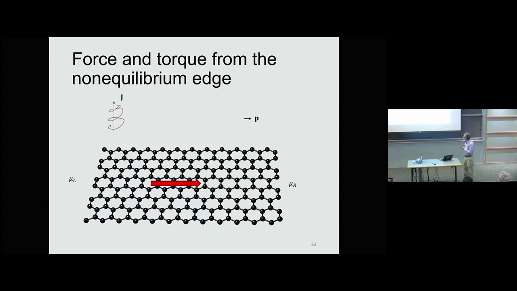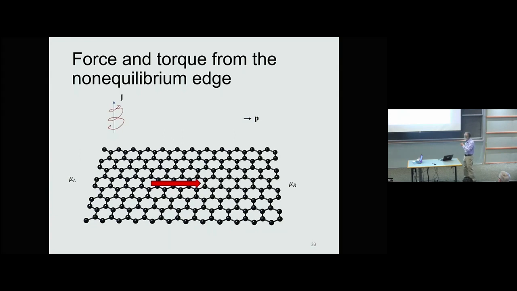So the last example here is graphene. In the graphene here, we also drive them with current. So basically, we take a semi-infinite graphene with an edge. In the actual calculation, we have two edges. It's a strip. So when you drive them, the system is out of equilibrium.